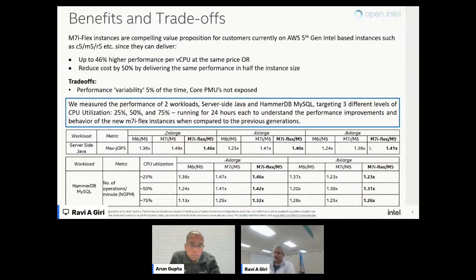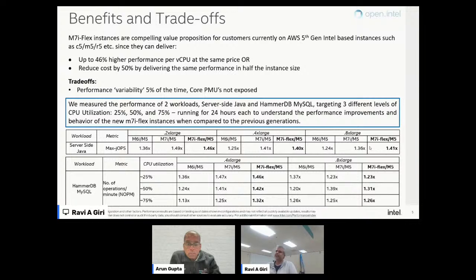And this is true pretty much at different levels of utilization. Obviously, we didn't want to try to test it at 100%. We probably would see more of a drop-off if we go to 100% utilization, but that's not really a practical scenario. Almost no one runs in production at 100% utilization.